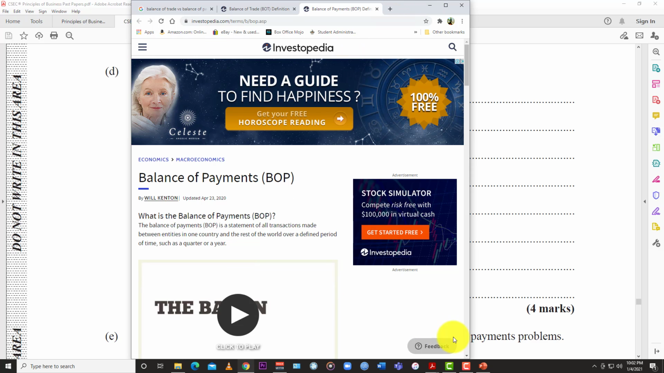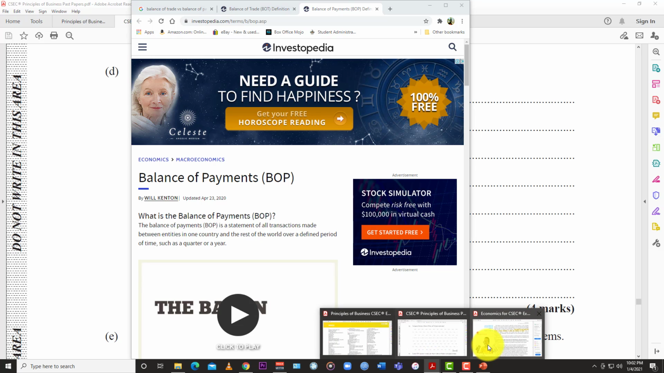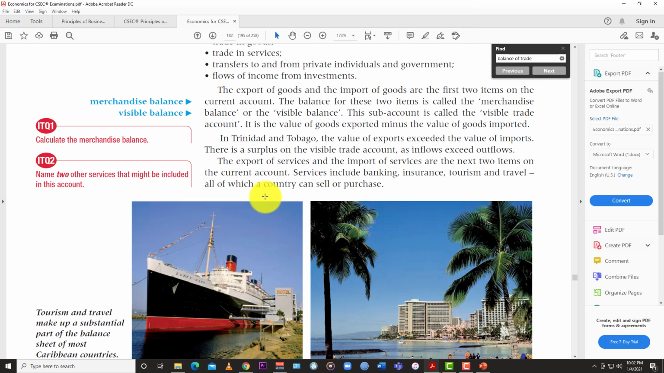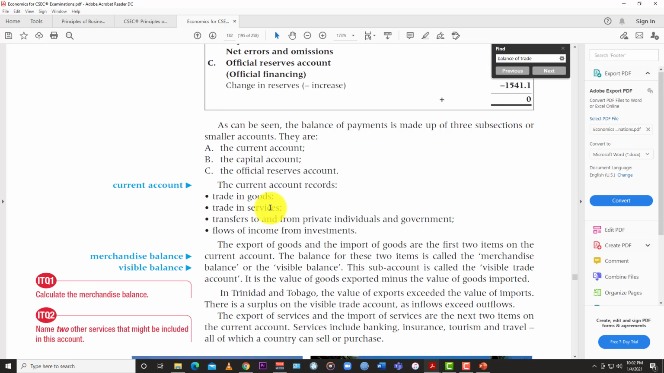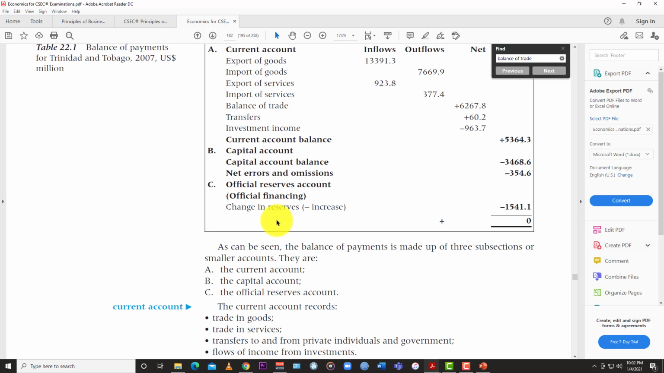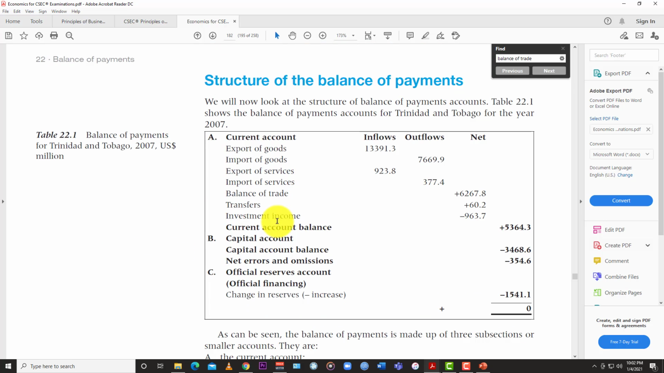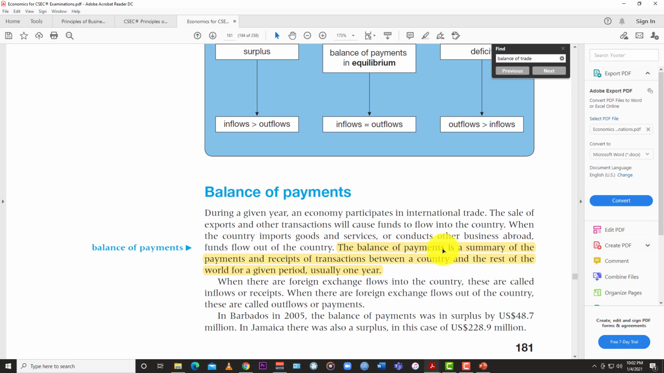So those are the key differences between those two concepts. So if we go back to the economics textbook, it also gives us a little explanation for them. In the textbook, you have the balance of payments is a summary of the payments and receipts of transactions between a country and the rest of the world for a given period of time, usually a year.